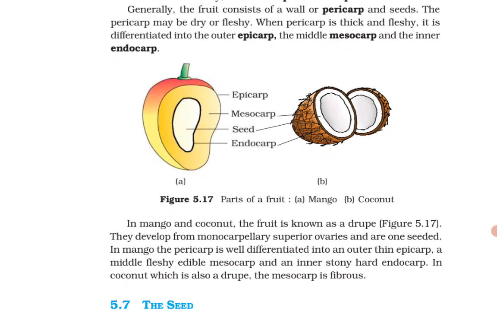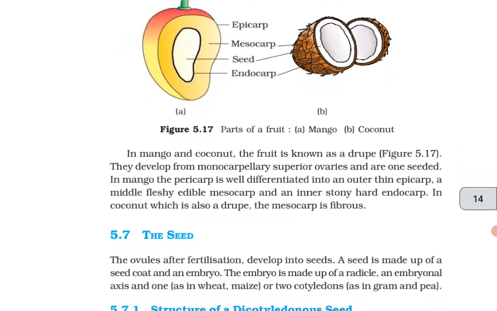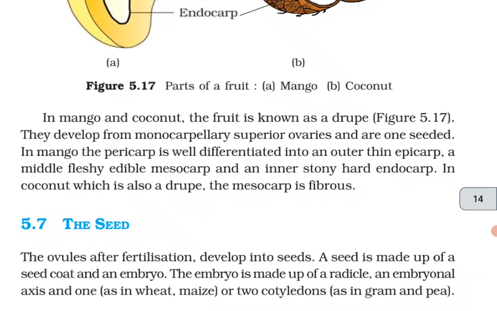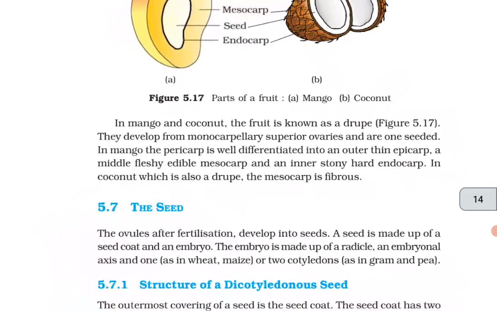Figure 5.17, parts of the fruit. First is mango and second is coconut. In mango and coconut, the fruit is known as a drupe. They develop from monocarpellary superior ovaries and are one-seeded. In mango, the pericarp is well differentiated into an outer thin epicarp, a middle fleshy edible mesocarp, and an inner stony hard endocarp. In coconut, which is also a drupe, the mesocarp is fibrous.